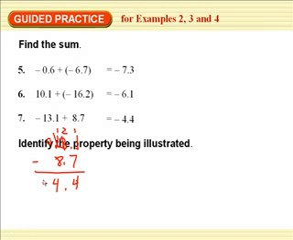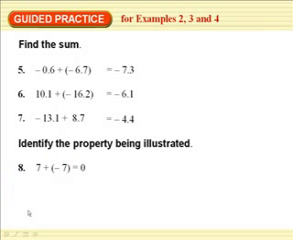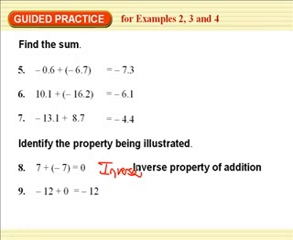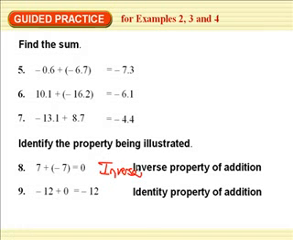Okay, identify the property being illustrated. Alright, 7 plus negative 7, those are opposites, so that's called the inverse property. Any number plus 0, that's the identity property. And if you're not sure, look back on page 75. Remember, you can always look back where you're doing the assignments in your notes or in your examples. That's the switch the order, that's called the commutative property.